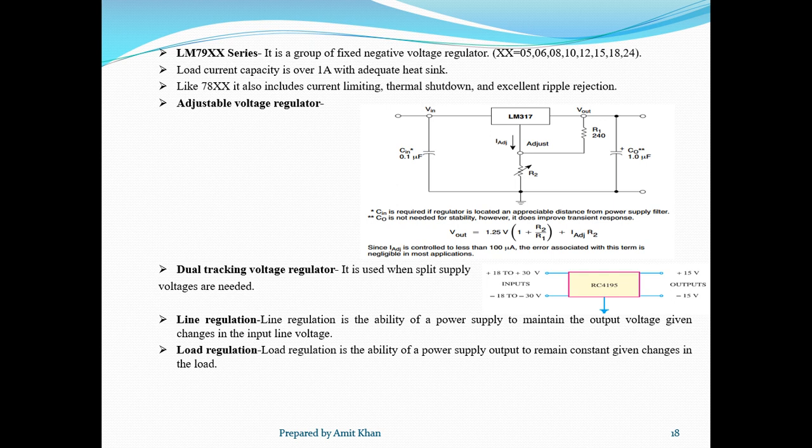Then comes what is line regulation and load regulation. Line regulation is the ability of a power supply to maintain the output voltage given changes in the input line voltage. And load regulation is the ability of the power supply output to remain constant given changes in the load.